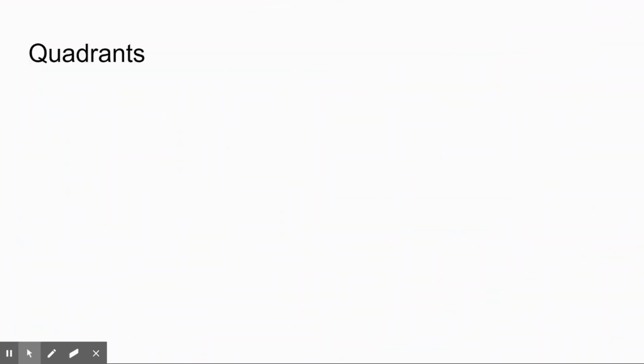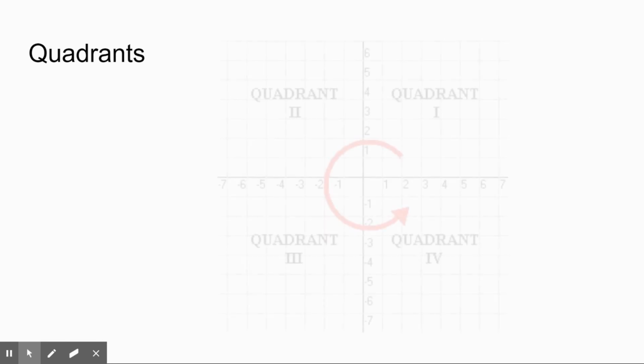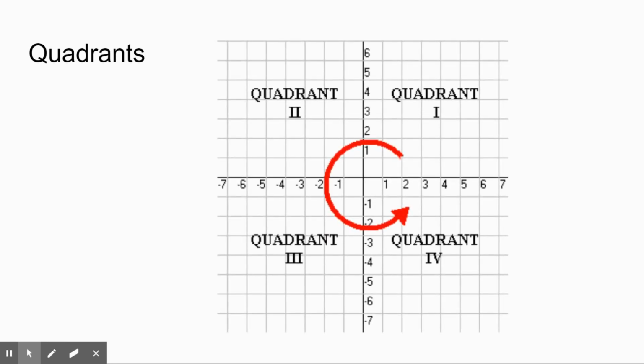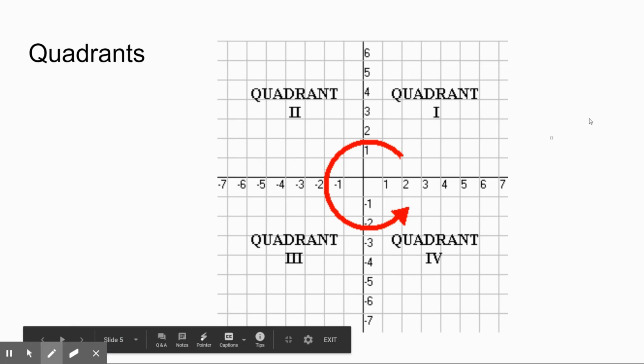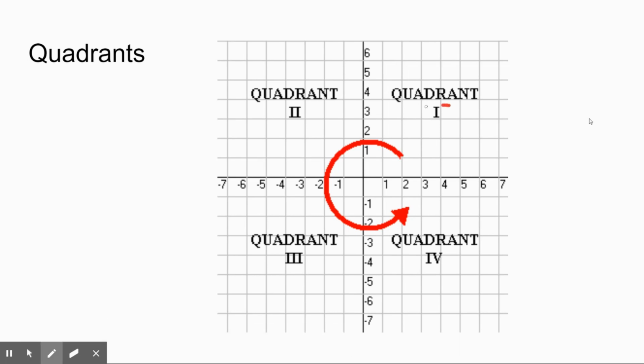So the final thing to mention about coordinate planes are the quadrants. If you look at our coordinate plane, it's broken into 4 parts. We have quadrant 1 over here, there we go. We have quadrant 2 over here, quadrant 3, and then 4, as this arrow shows. They are going around counterclockwise, starting in the top right.